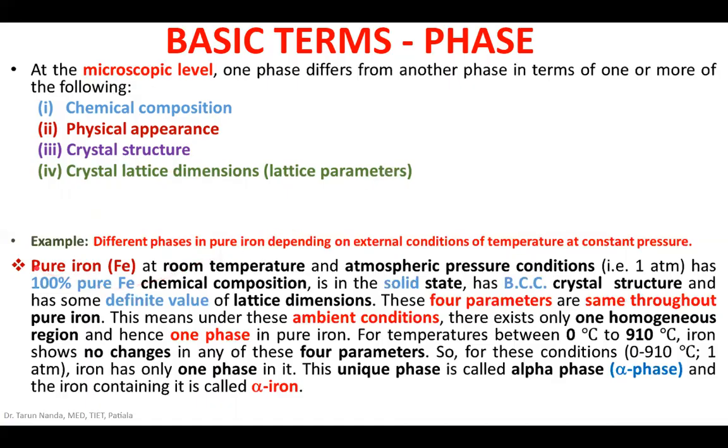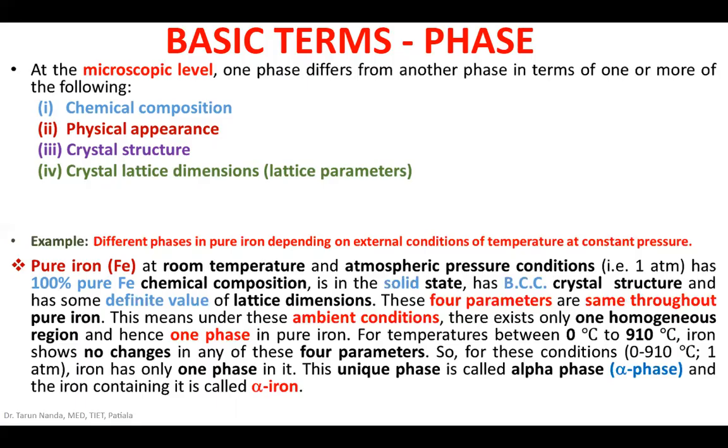So I have taken the example of pure iron over here. Students, if you take a pure iron sample at room temperature and atmospheric pressure conditions, if you look into that pure iron, chemical composition is 100% iron, state is solid, right? Crystal structure is BCC, and there is some particular value of the lattice parameters A, B, C, etc.